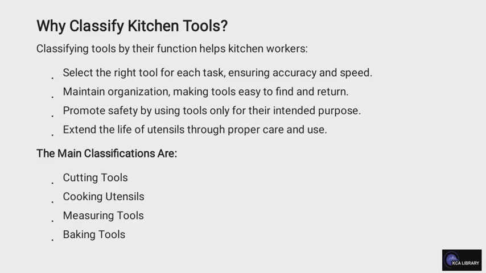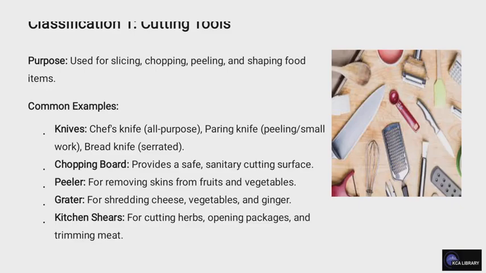Why do we classify kitchen tools? Classifying tools by their function helps the kitchen worker to select the right tool for each task, ensuring accuracy and speed. It also helps to maintain organization, making tools easy to find and return. It also helps promote safety by using tools only for their intended purpose. It also helps extend the life of the utensils through proper care and use. The main classifications of kitchen tools are cutting tools, cooking tools, measuring tools, and baking tools. So let's look at the classification.